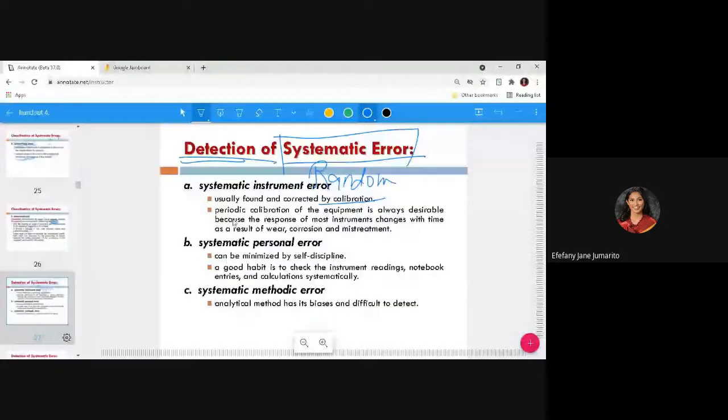Correct calibration of our equipment. Then periodic calibration of the equipment is also desirable because the response of most instruments changes with time as a result of wear, corrosion, and mistreatment. So, like our balance, we have to calibrate that periodically.